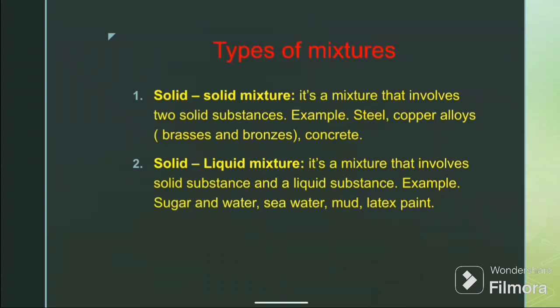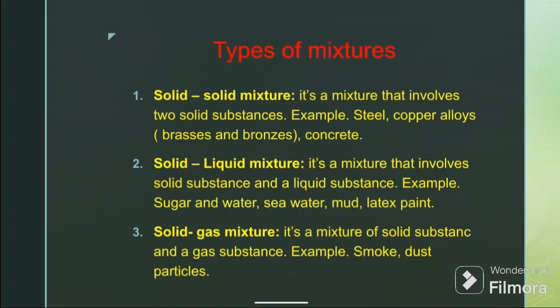Third on our list, we have solid gas mixture. Very simple to denote. That's a solid and a gaseous substance. A solid gas mixture is a mixture of a solid substance and a gas substance. An example is smoke. And we have dust particles as well. When dust particles are in the atmosphere, they mix with the atmospheric air. That forms a solid gas mixture.